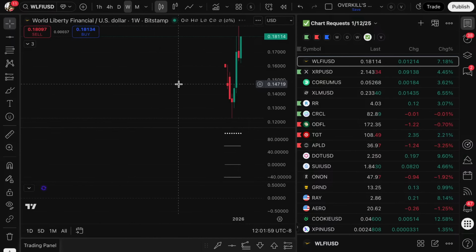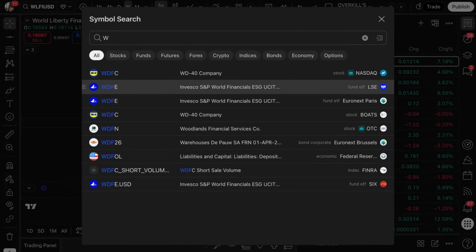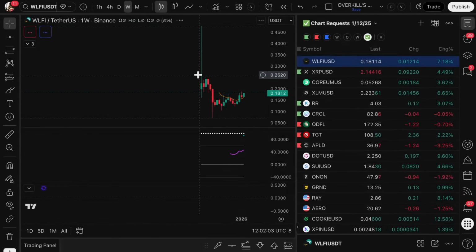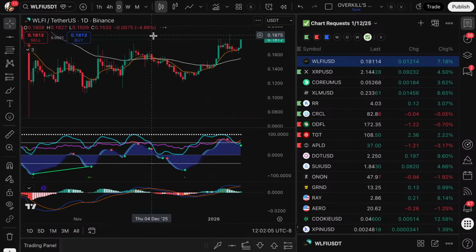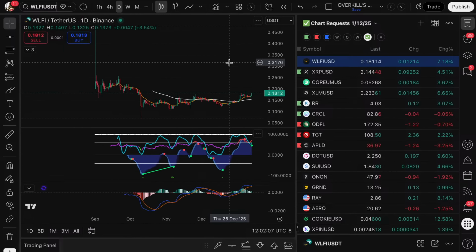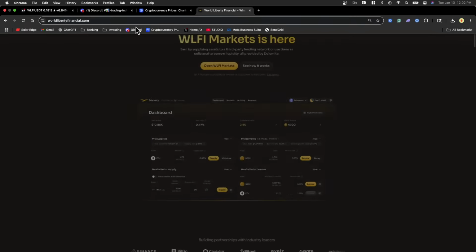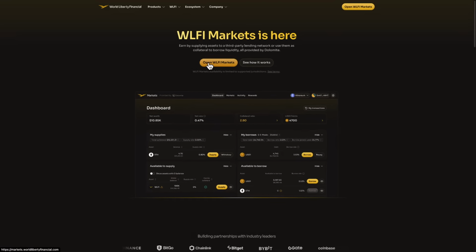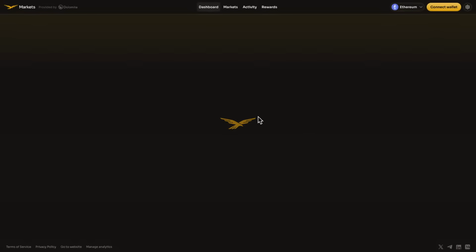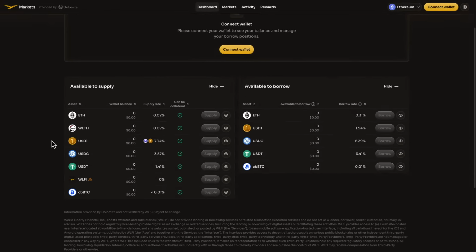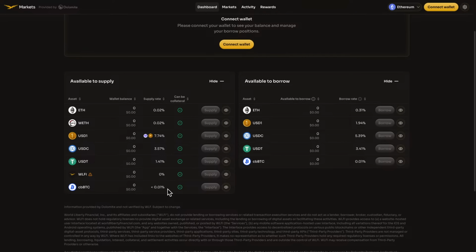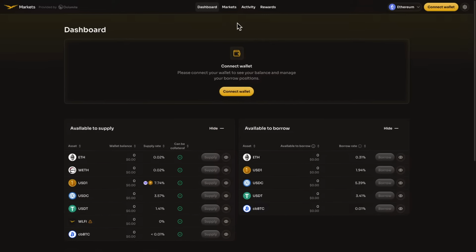World Liberty Financial, WLFI. That one's breaking out here. Just not a lot of data on this, but look at that green dot. That looks really good. They actually launched their lending markets, so you can actually get loans on your Bitcoin now. So you can supply Bitcoin and then get a loan out on it in USDC or USD1. They just launched this product like yesterday.